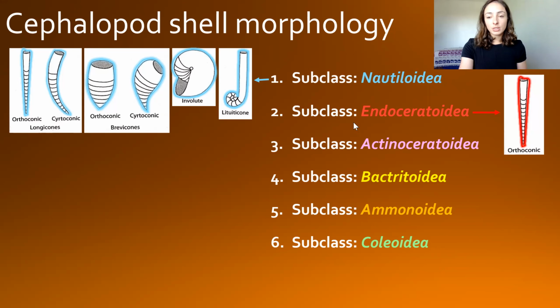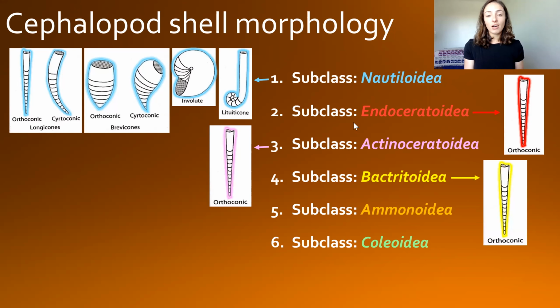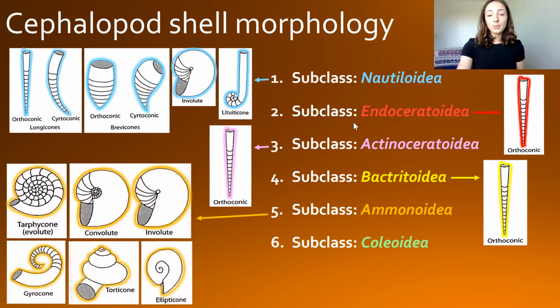Additionally, we have Endoceratoidea, Actinoceratoidea, and Bactritoidea, all sharing the orthoconic, or straight, shell morphology. Then we get to Ammonoidea, which has a diverse variety of planispiral and trochospiral shell morphologies, and we'll talk more about these types of shell morphologies in a later slide. So don't worry about those terms yet. We'll talk about those and define those later on. Lastly, we have Coleoidea, which is also another orthoconic group.